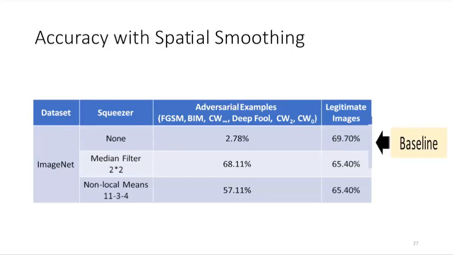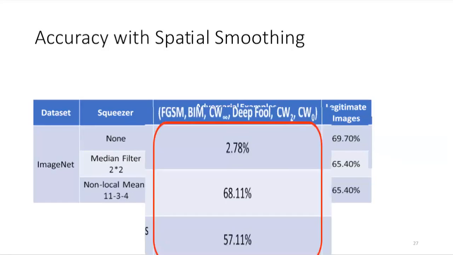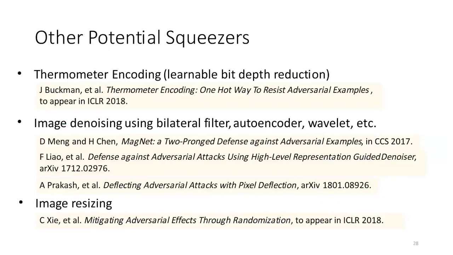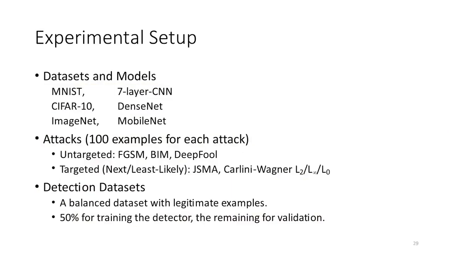Okay, so clearly after the squeezed version, we can recover the correct predictions. And there are a lot of other potential squeezers. Please feel free to check them out from our paper and also this list of references. In the experiments, we tried three different datasets, and the details are also in the paper.